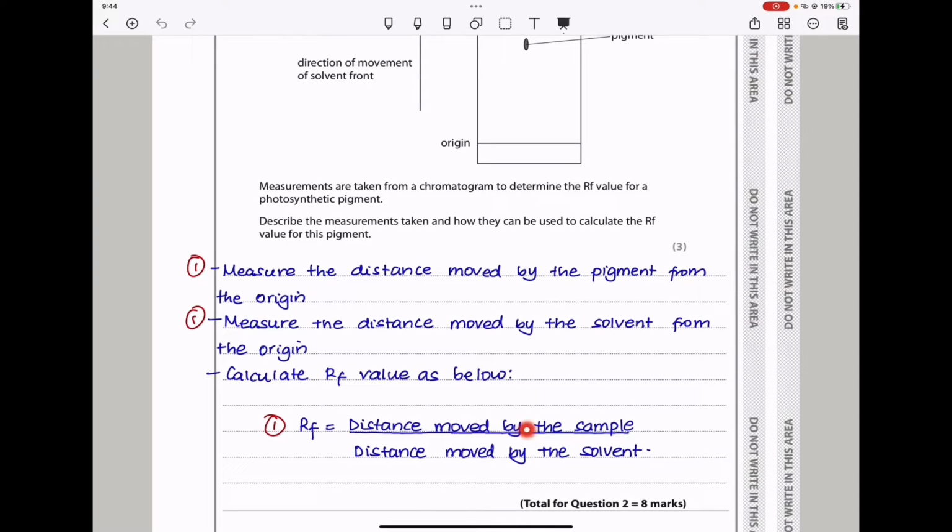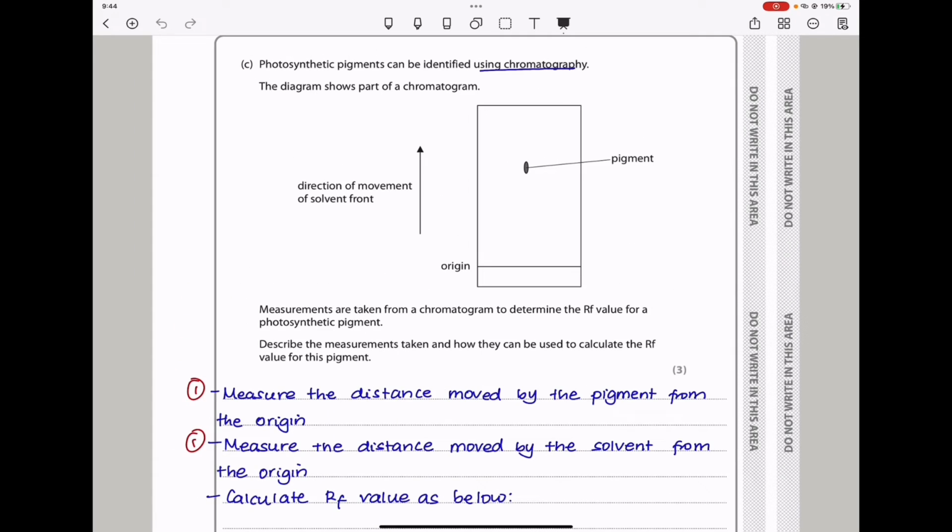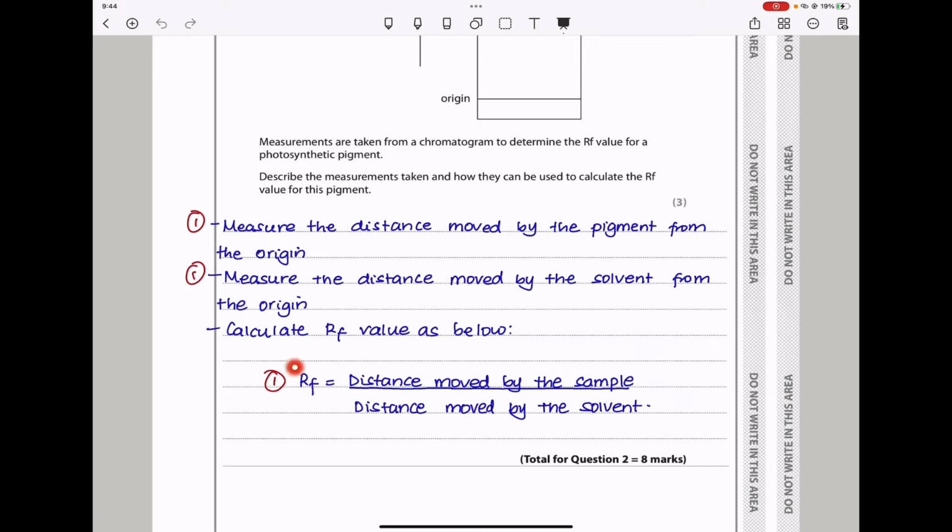Remember, RF is distance moved by the sample divided by the distance moved by the solvent. So we have to measure the distance moved by the pigment from the origin, and we also have to measure the distance moved by the solvent from the origin, and then we divide them in this manner in order to calculate RF. So measure the distance moved by the pigment from the origin, and measure the distance moved by the solvent from the origin, and calculate RF as below here. So this brings us to the end of question 2. Let's continue to question 3.